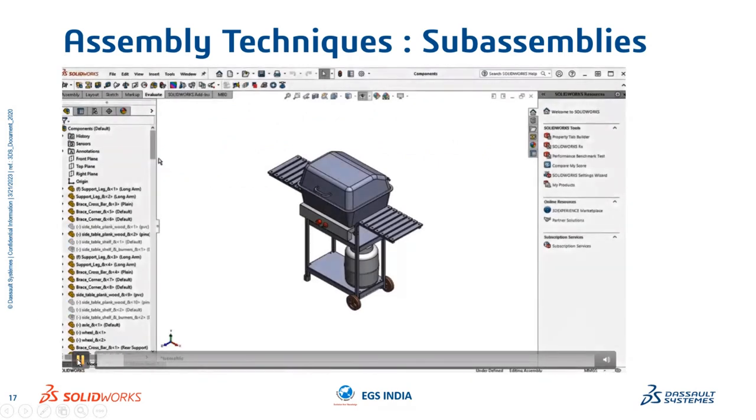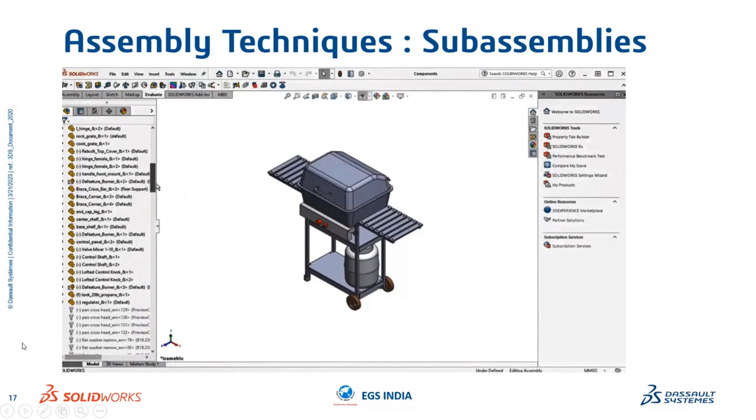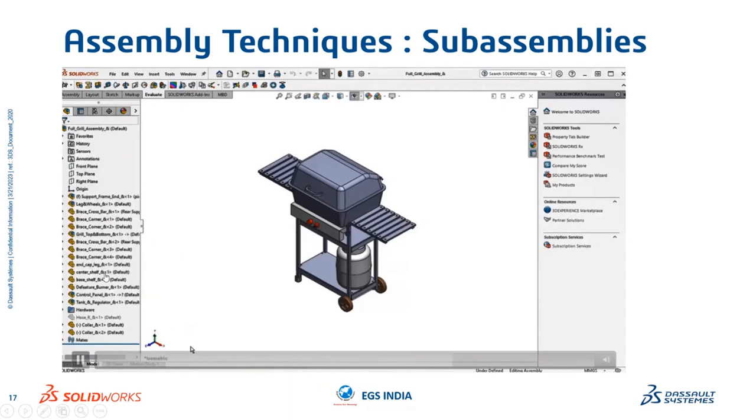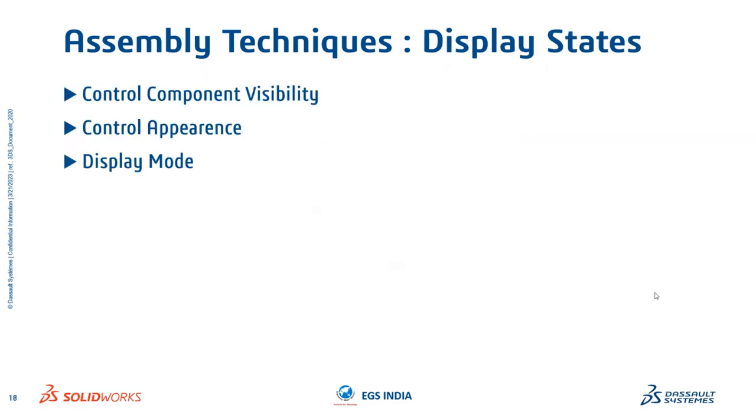Here you can see that the components are placed in the top level assembly and also the fasteners. So we'll just combine them and make them into sub assemblies, and the hardware has been put in the folders. So like that we can manage our design manager tree using the sub assemblies. And then the display state. The display state is used to control the visibility of the components, like appearances and transparencies also.